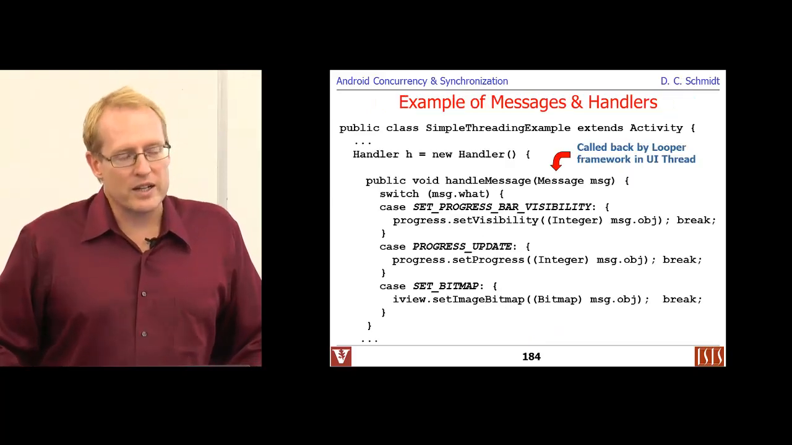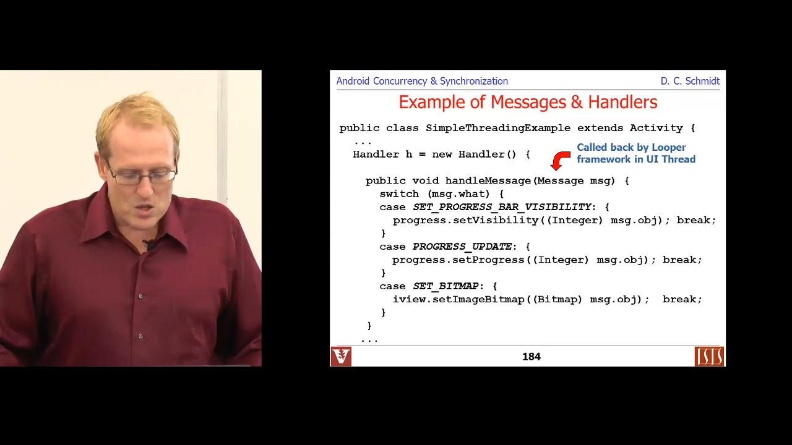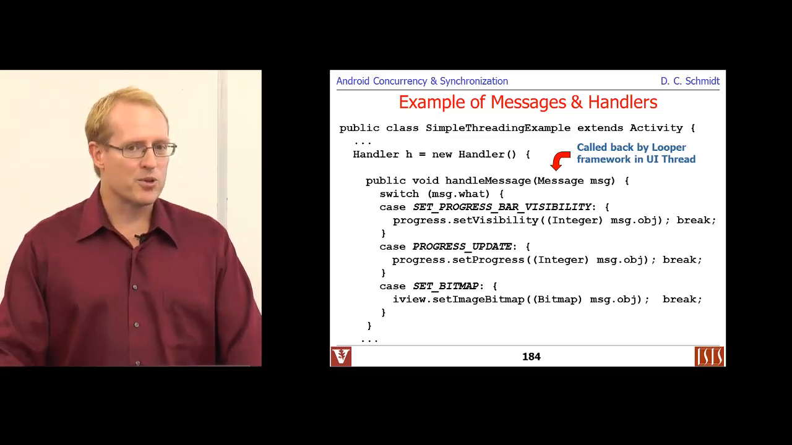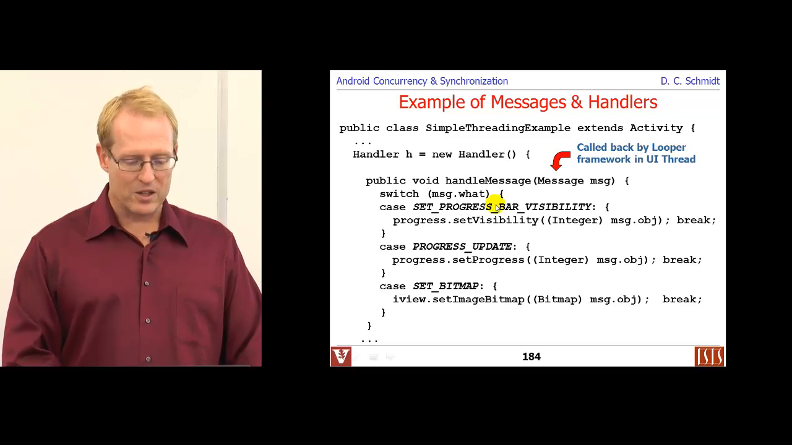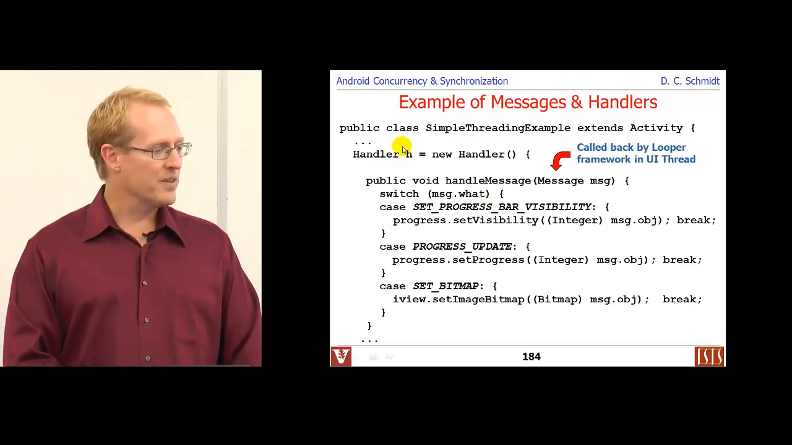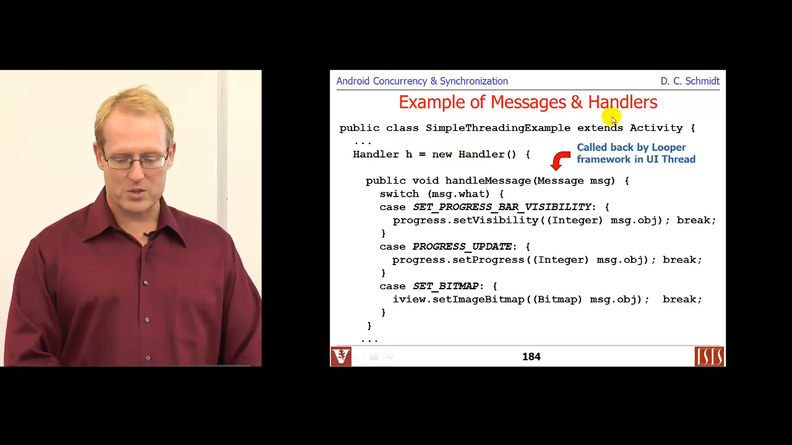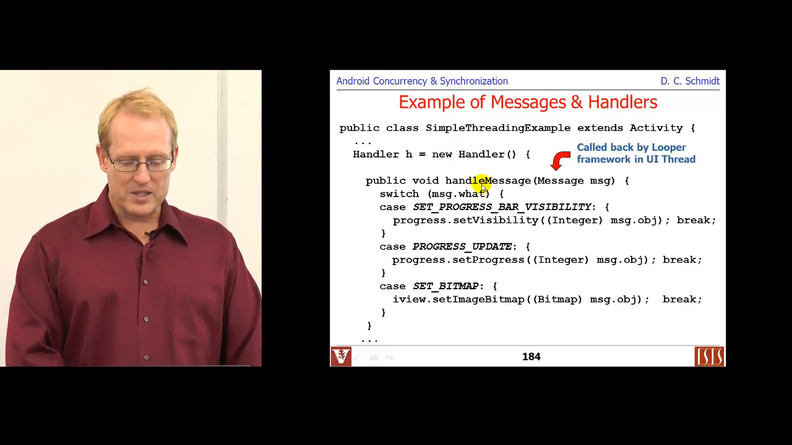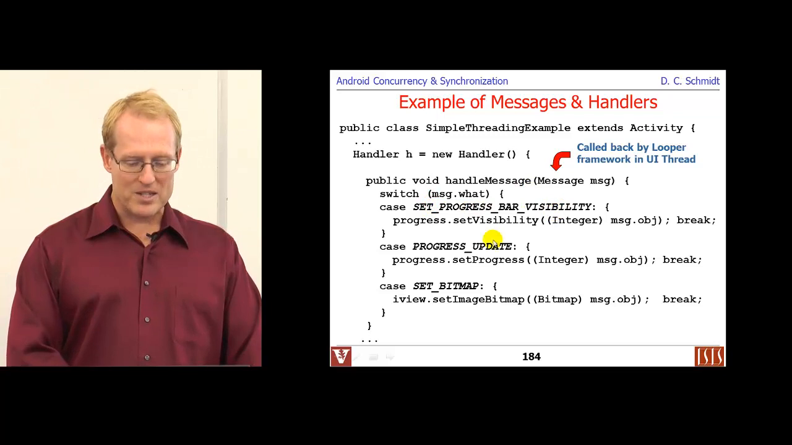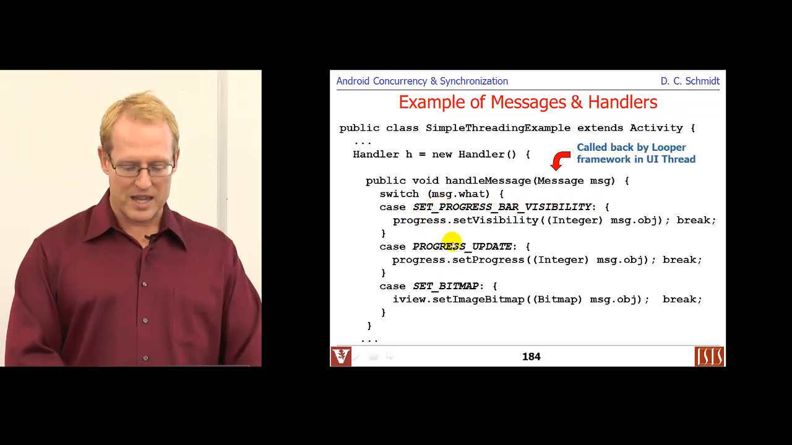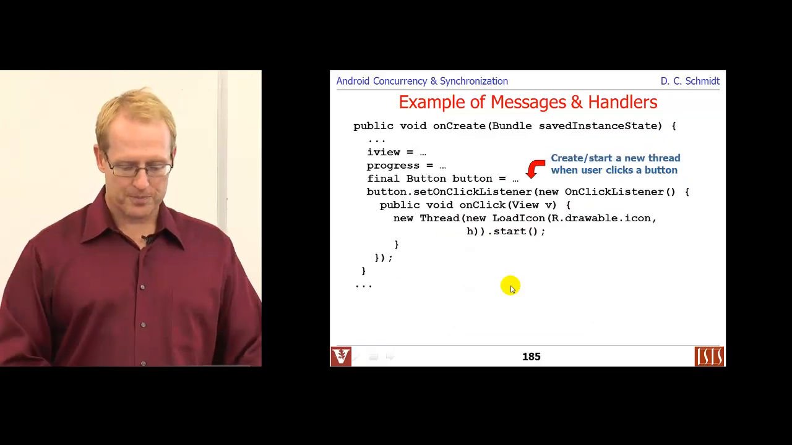So let's take a quick look at how you might actually write this code. What we're going to do here is we're going to have a simple threading example that extends Activity. We make ourselves a new handler. This is going to happen in the main thread of control, of course, because that's where the activity is going to run. Its handleMessage hook method will take a look at the message type, and depending on what it is, it'll do different things. So we're going to set the visibility, we're going to do a progress update, we're going to set a bitmap, and so on and so forth.